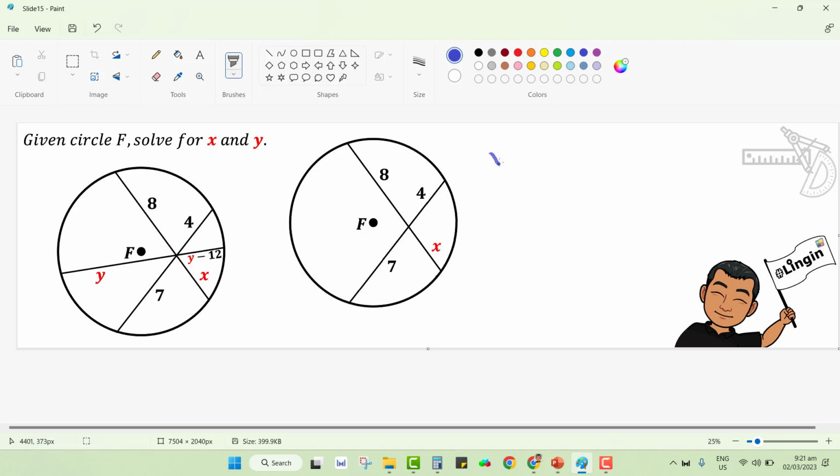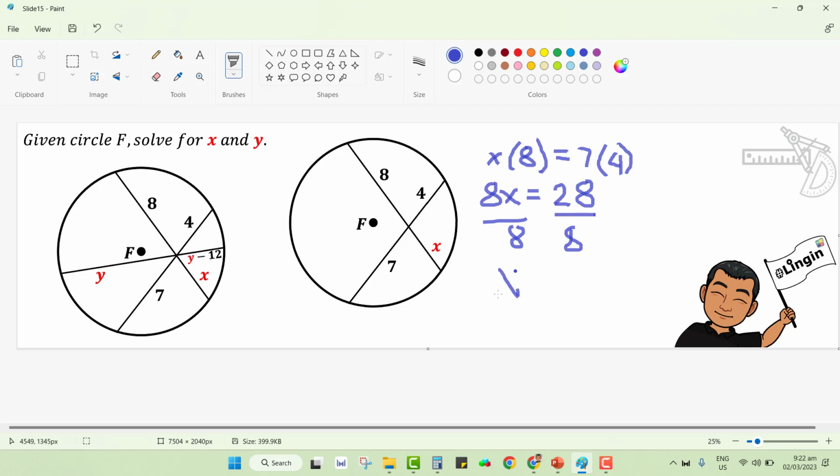This would mean that if we multiply x and 8, this is the same as when we multiply 7 and 4. Again, the segments formed here, x and 8, which are segments of the same chord, when multiplied, equal the product of the segments of the other chord, 7 and 4. So we can use this to solve for x. That would mean 8x is equal to 28. Then solving for x, divide both sides by 8.